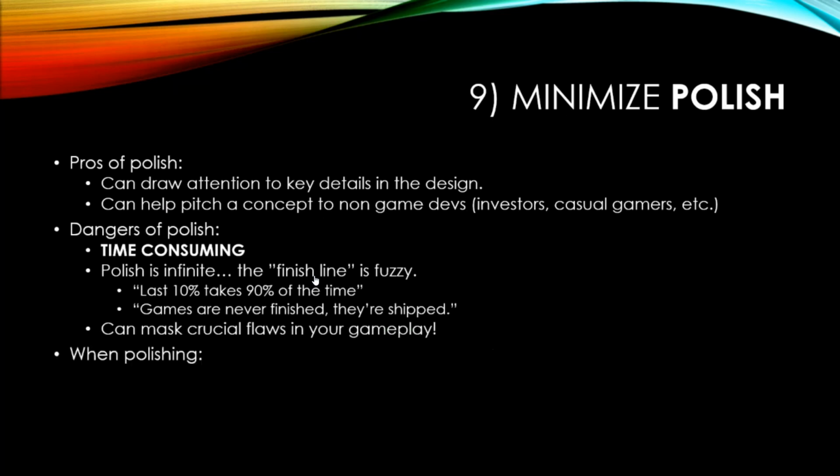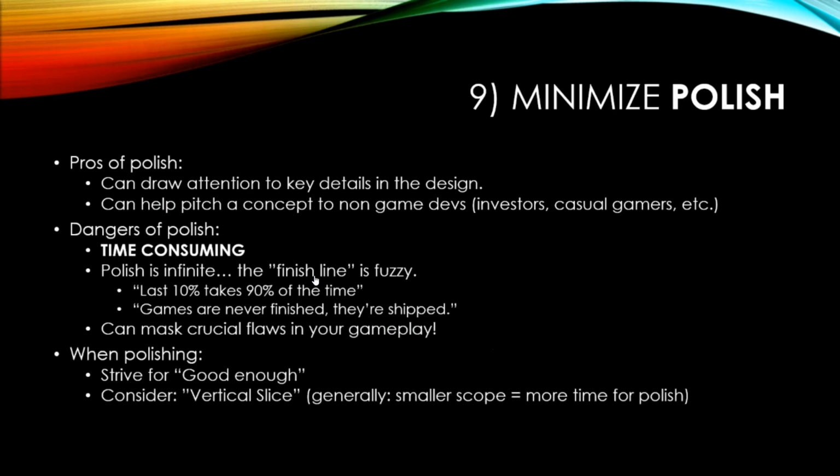When polishing, you should strive for good enough. And that sounds like a weird thing to say in a career, or a passion, where you want to be doing the very best. But really, when you're prototyping, just do what is necessary. Consider the vertical slice. And what that means is you could do one level or one encounter, and this lets you scope way, way down so you could spend more time on polish.